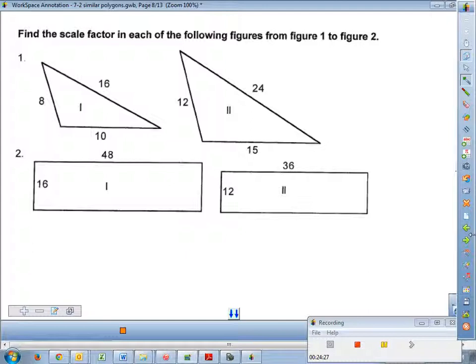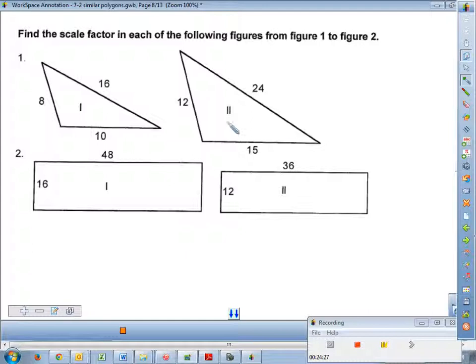Backside. Number 1. Are they similar? Well, I don't know. This is a bad worksheet. They don't tell us. So let's assume they are. Since they say find the scale factor, what's the first thing you would do to find the scale factor? Find two sides that correspond to each other, and you're pretty close. One thing before that. What's the one basic thing you should do first?